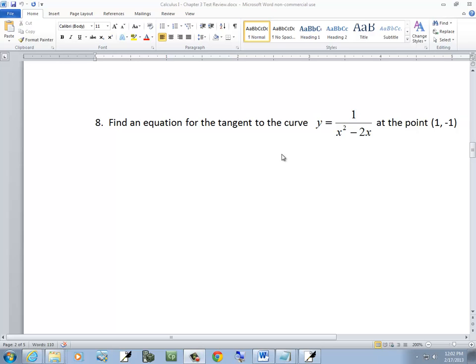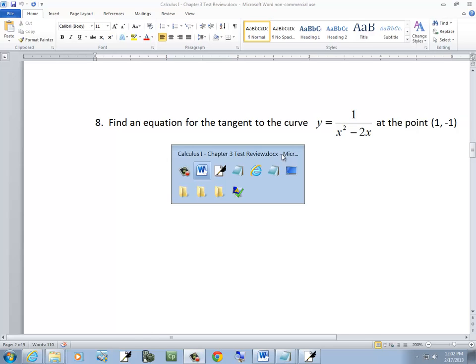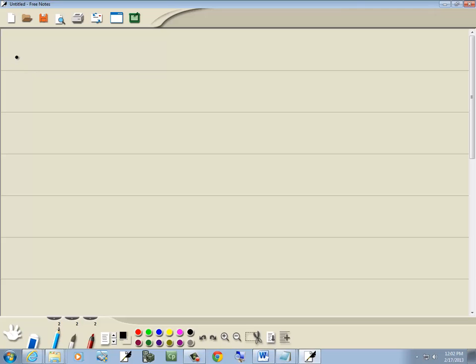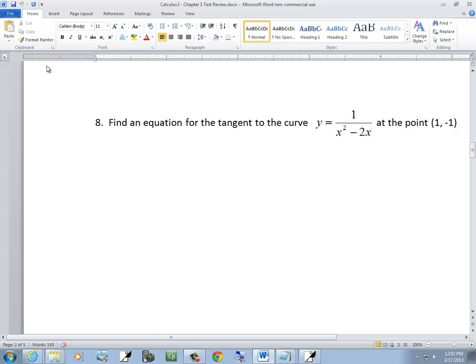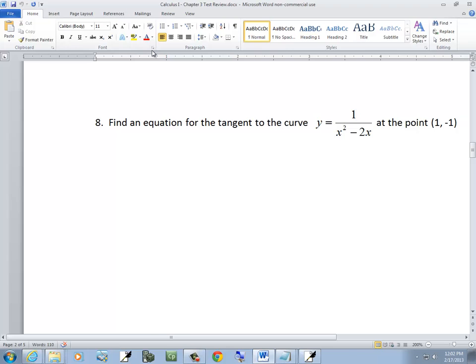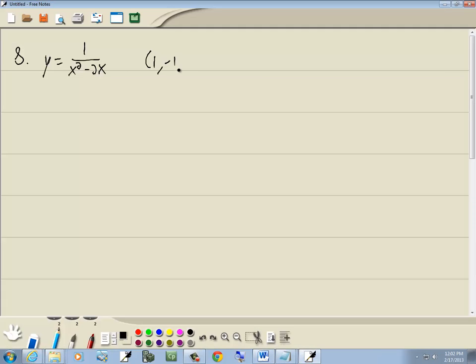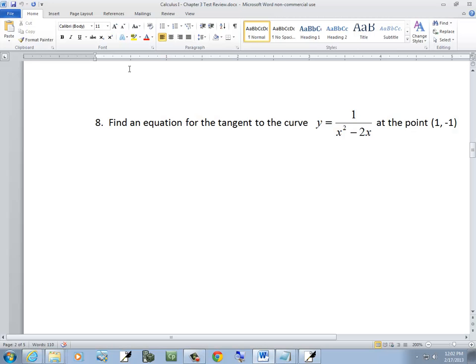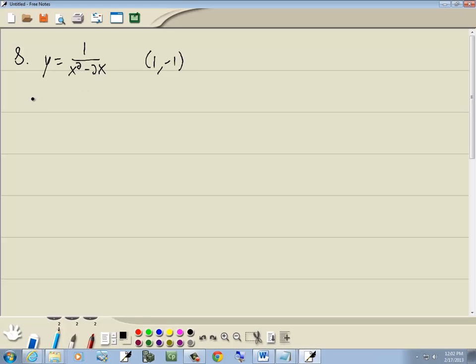Let's take a look at our 8th example here. We've got y is equal to 1 over x squared minus 2x at the point (1, -1). It wants us to find the equation of the tangent line. Well, remember our steps. Our first step is to find the derivative.